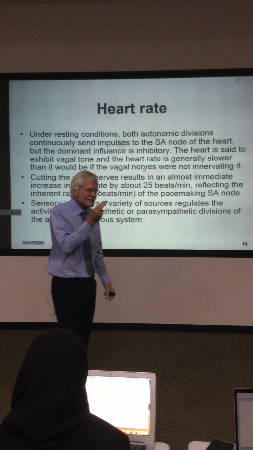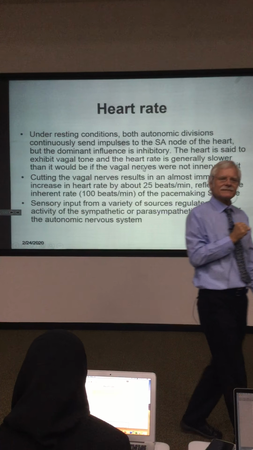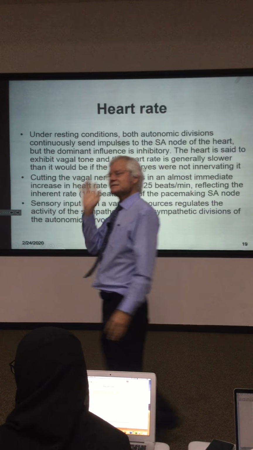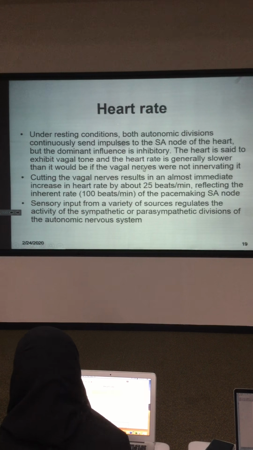If I was to cut that vagal nerve, what would happen? The heart would be faster, yeah, that's right. So that's why when I use the word dominant, if the parasympathetic is dominant at rest, if I cut that, the heart rate would increase, that's evidence for the dominant effect, isn't it?